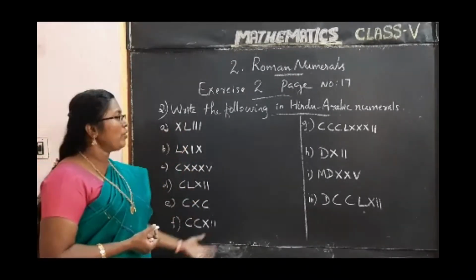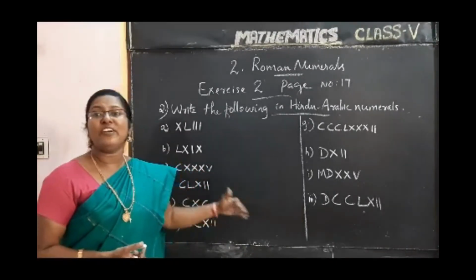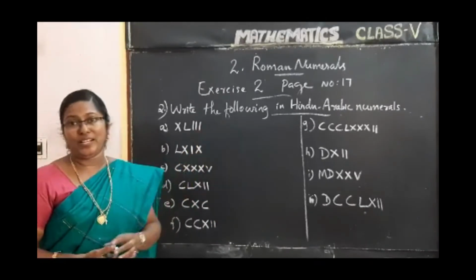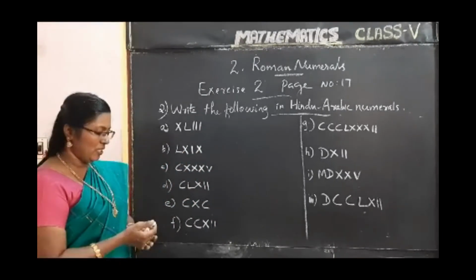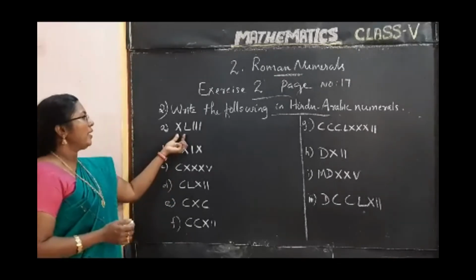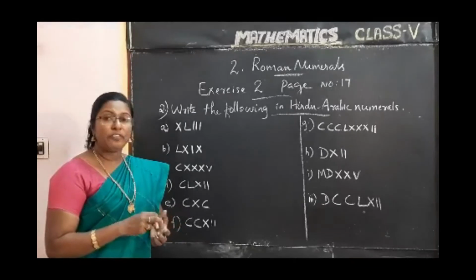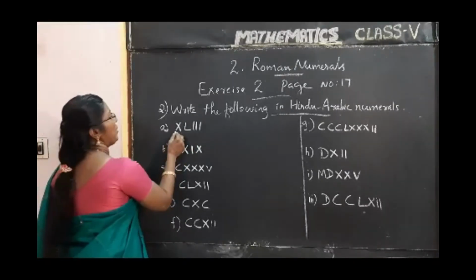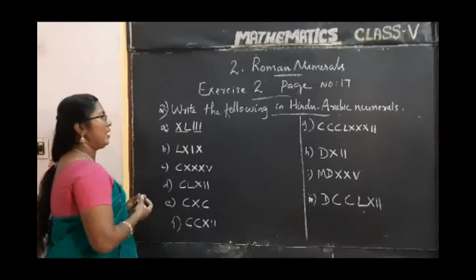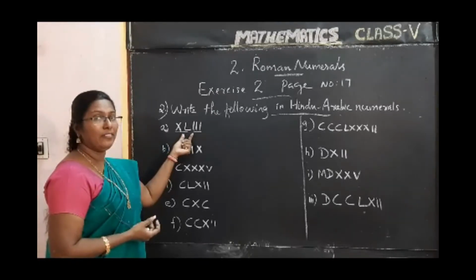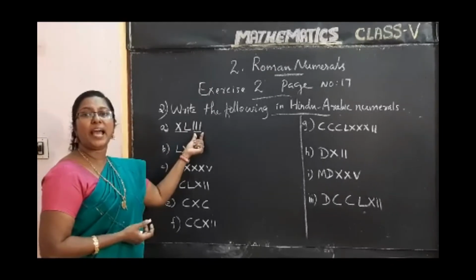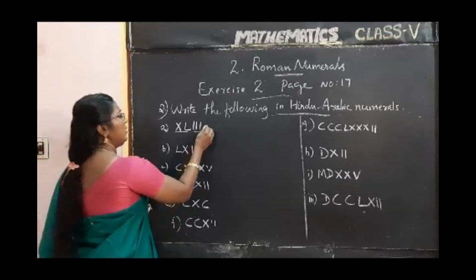The next question is, write the following in Hindu Arabic numerals. Here, the Roman numerals are given. Convert these into Hindu Arabic numerals. The first question, XLIII. First of all, group these symbols. How will you group this? Here, XL is the first group, and the second group, III.